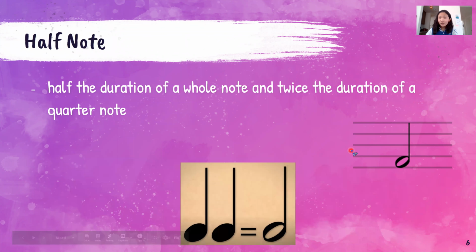The next note we're going to be talking about is a half note. A half note is half the duration of a whole note and twice the duration of a quarter note. So here's a half note right here. And as you can see, you will need 2 quarter notes in order to get one half note because each quarter note is worth 1/2 of the half note.